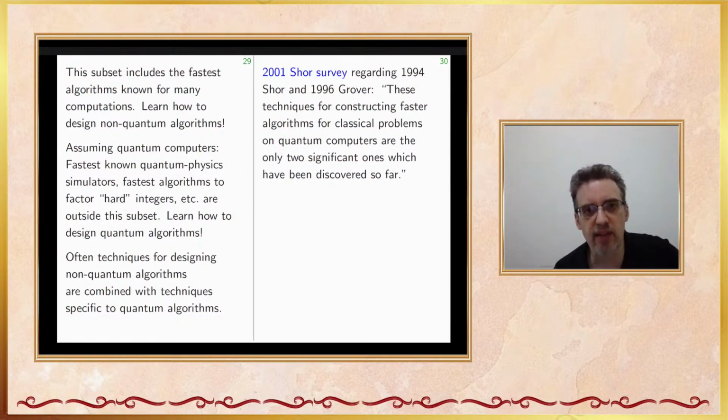Is there anything that's added, including Simon and Shor as one cloud of algorithms and Grover as another? What he said was that these techniques for constructing faster algorithms for classical problems on quantum computers are the only two significant ones which have been discovered so far. Of course, significant is a judgment call. He has one quick paragraph in his paper where he mentions that maybe simulating quantum physics is also interesting, but significant leaves a lot of wiggle room to say what you're interested in.